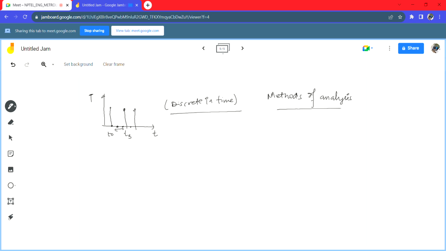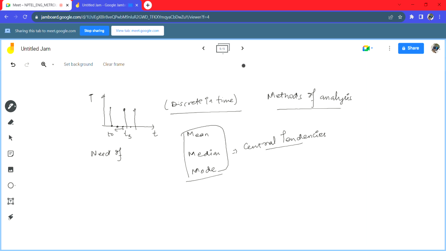Okay, now coming slowly towards statistics. We all know a bit about statistics, and in general we know what is mean, what is median, and what is mode. These three things we know very well, and they are the measures of central tendency. Now, before going on to the mean, median, mode, let us slightly discuss what exactly is the need of statistics. As I said, we need to yield information from the data.